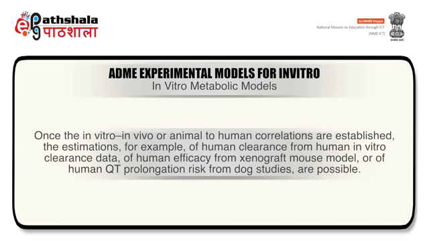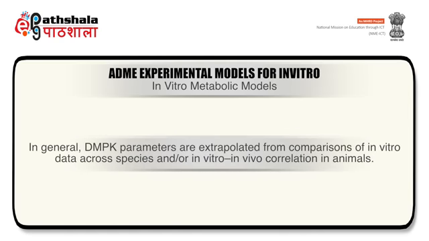Once the in vitro in vivo or animal to human correlations are established, the estimation, for example, of human clearance from human in vitro clearance data, of human efficacy from xenograft mouse models, or of human QT prolongation risk from dog studies are possible. In general, DMPK parameters are extrapolated from comparison of in vitro data across species and/or in vitro in vivo correlation in animals.